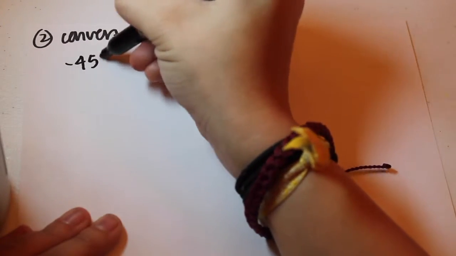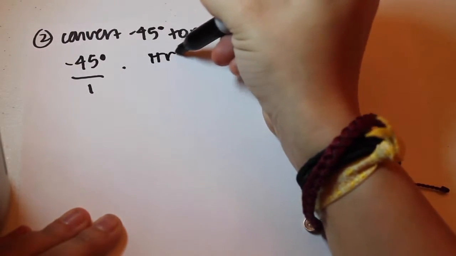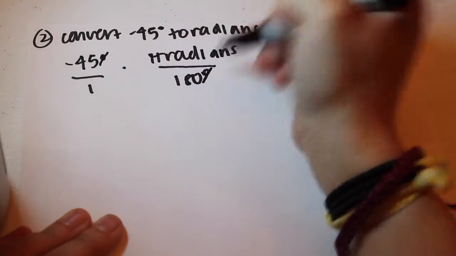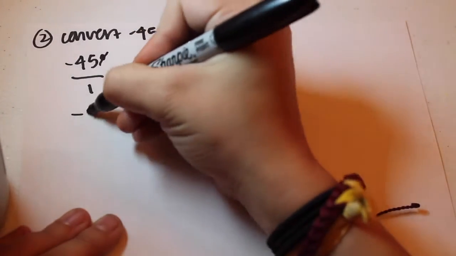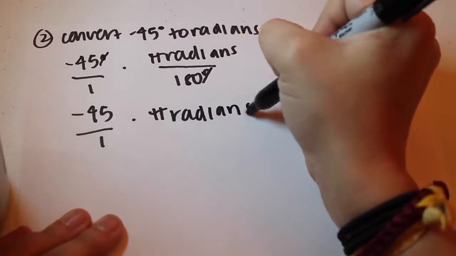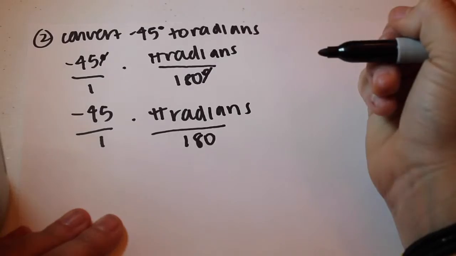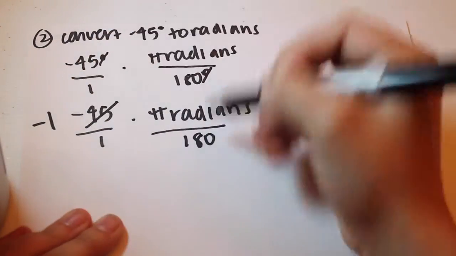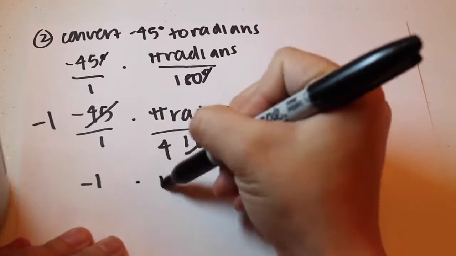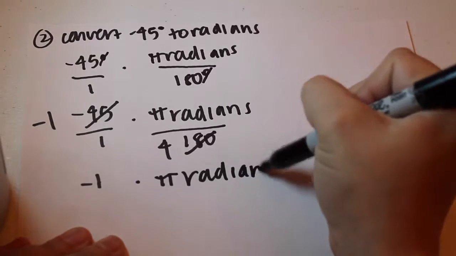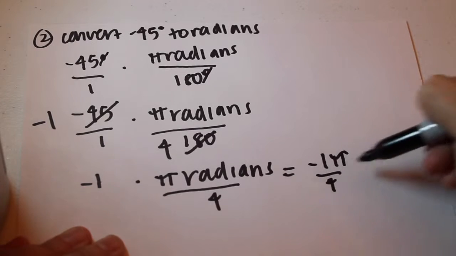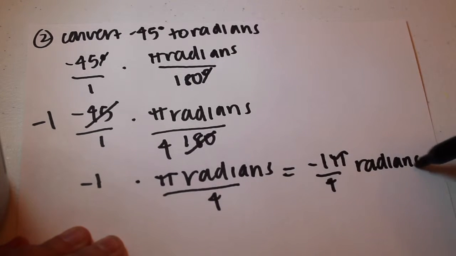Let's convert negative 45 degrees to radians. Once again, we must always begin by plugging in our value. Now we cancel the degrees. This would leave us with negative 45 over 1 times pi radians over 180. Let's do some simplifying. Finally, we must multiply, giving us a final answer of negative 1 pi over 4 radians.